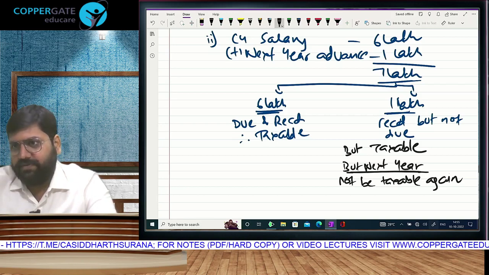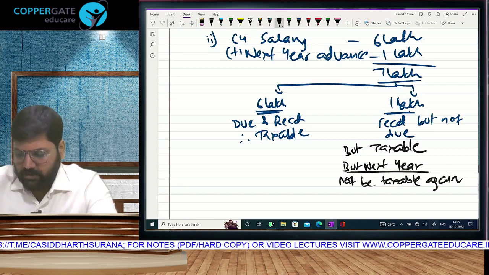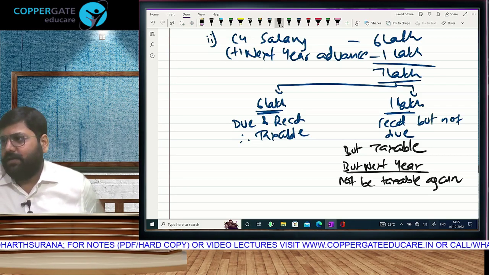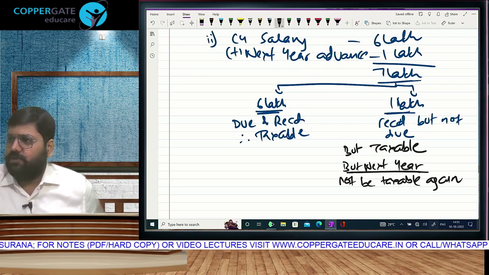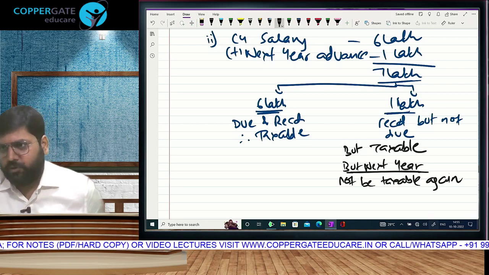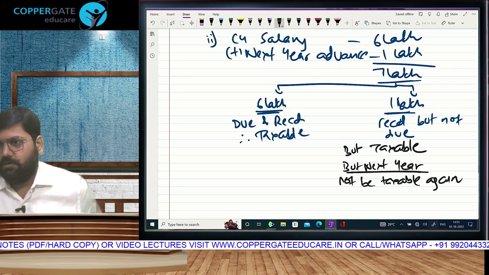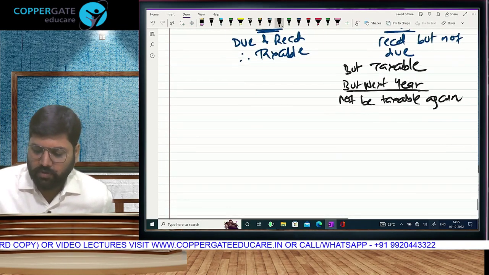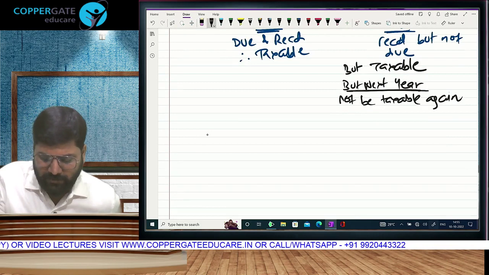Is that very clear to everyone? Okay, so next year it will not be taxable again. Effectively, we can conclude that salary is going to be taxable when it becomes due or it is received, out of the two events, whichever is earlier, at the earlier point of time. Okay? But also, note the following couple of points.